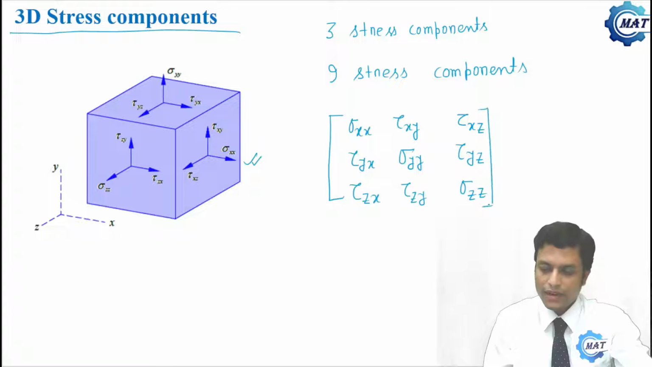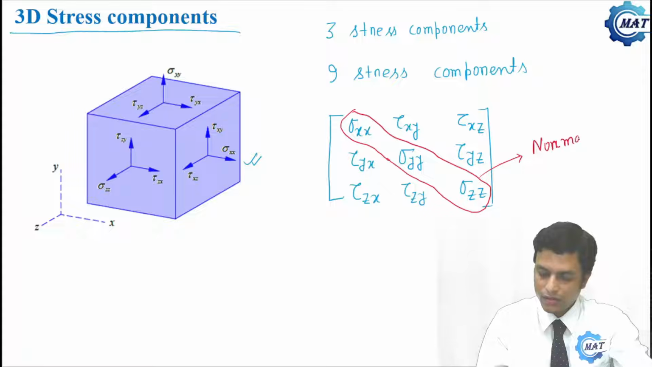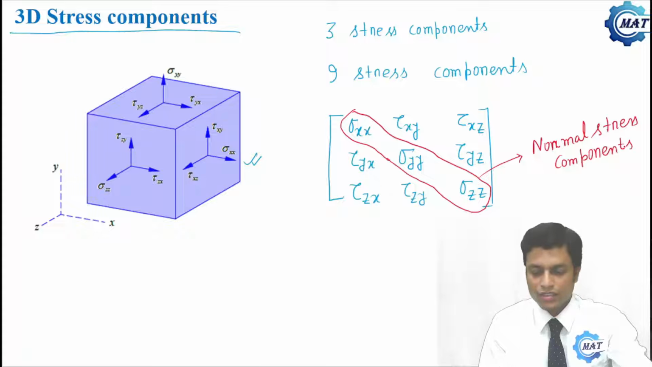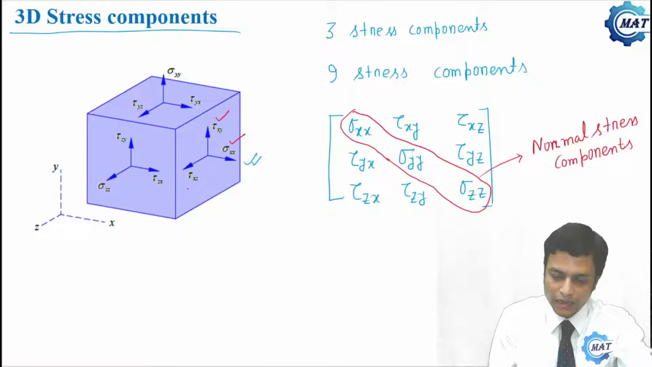So there are 3 normal stress components, that is, the diagonal components are normal stress components. These 3 are normal stress components. The other 6 are shear stress components. For this face, sigma xx is normal stress and tau xy and tau xz are shear stresses.